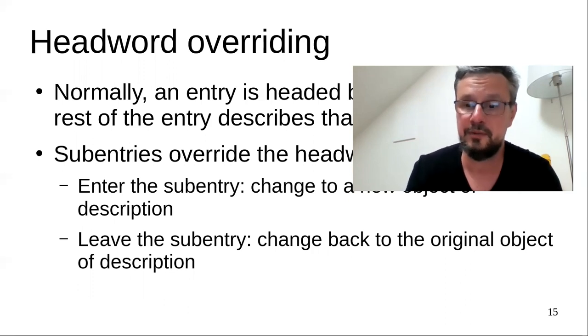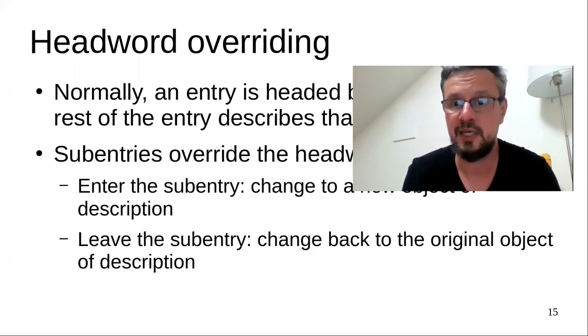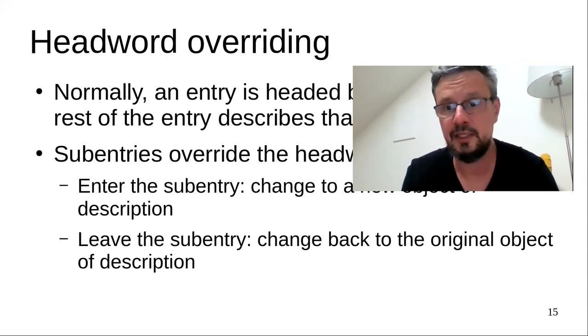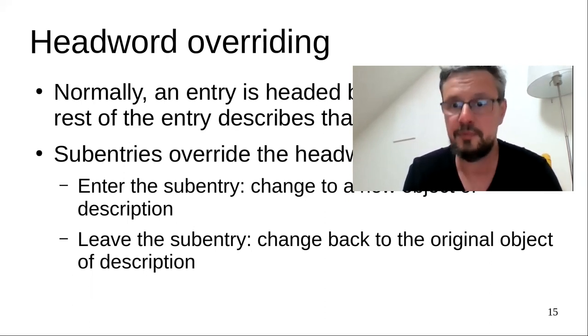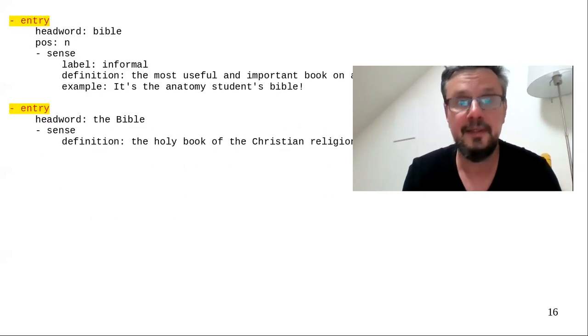so that I don't have to write programs that need to keep track of what the object of description is. Okay, so ideally I would like to be able to assume that when I'm reading an entry, the object of description is always the same. It's the head word, no exceptions, right? So my proposal for encoding sub-entries differently is as follows.